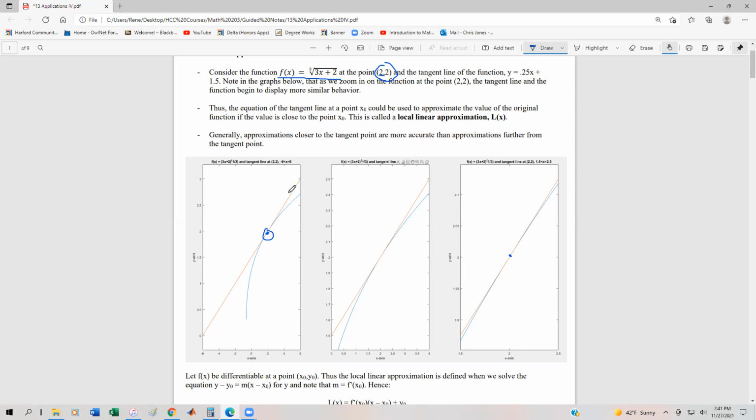Notice as we start going further away, if we look at this point, there's a lot more distance between the tangent line and the original function. So again, the closer we can stay to the original point, which might be right about here, the better an approximation we're going to get for our function.